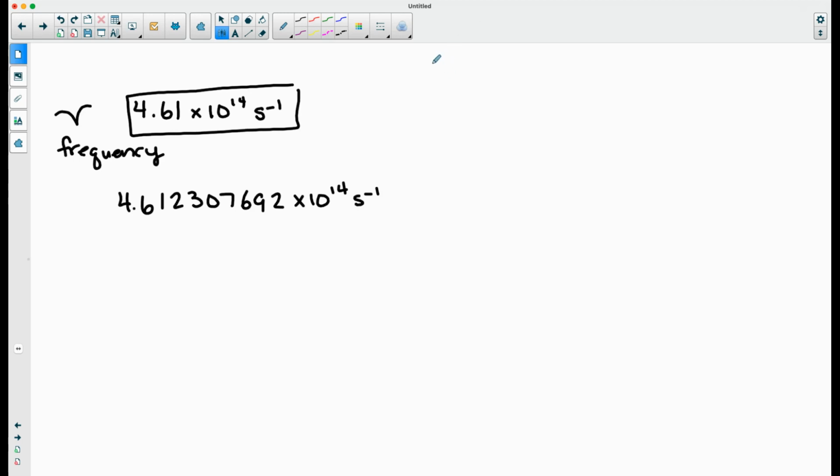So now that we found the frequency of this red light, if we want to find out the energy associated with a photon of this red light, we're going to plug it into E equals h nu. That's also on your formula sheet. And so we're solving for E. Planck's constant, look at it on your formula sheet under atomic structure, says 6.626 times 10 to the -34 joules times seconds.